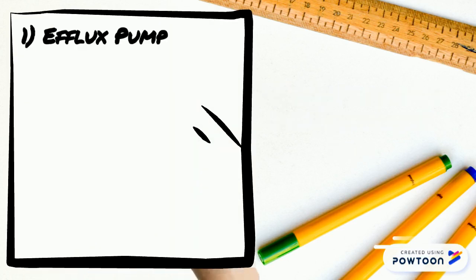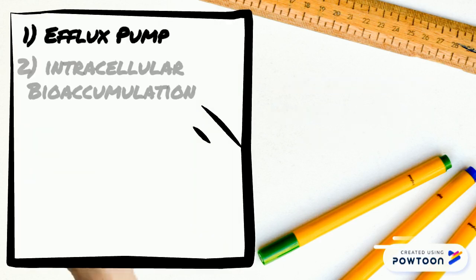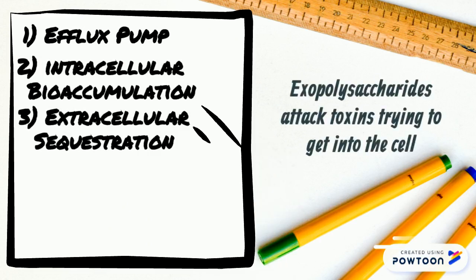Another mechanism is intracellular bioaccumulation. Metallothioneins in bacterial cells pull heavy metals over to one side of the cell to prevent it from spreading to the rest of the cell. Another mechanism is extracellular sequestration. In this method, exopolysaccharides come out of the cell and attack metals to keep them outside. The exopolysaccharides bind to or confine certain toxins or metals to keep them separated from its own biological system.